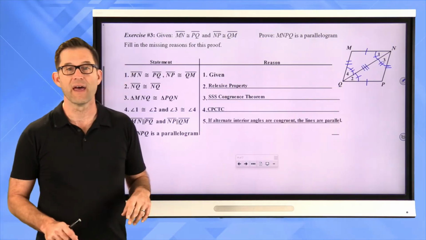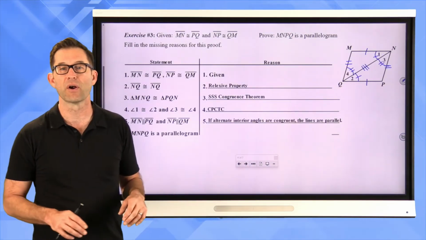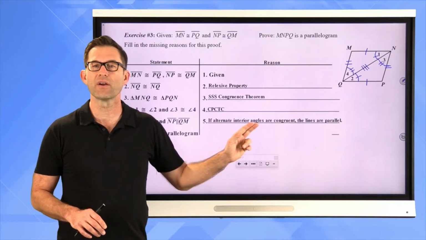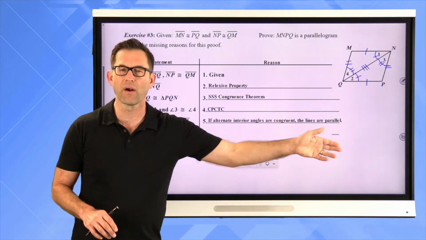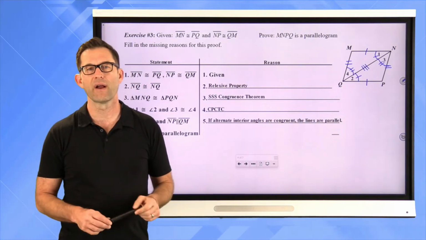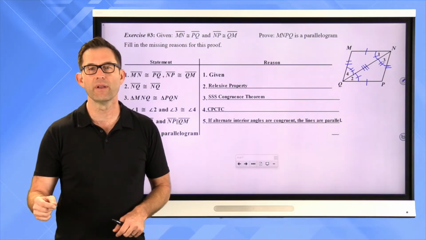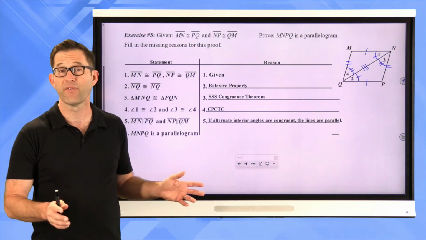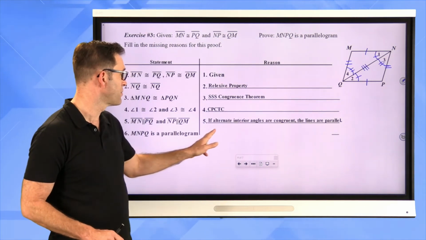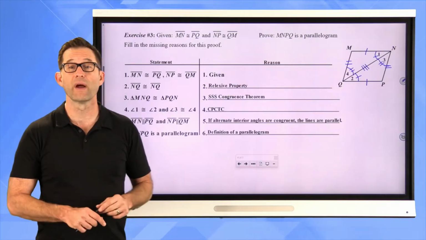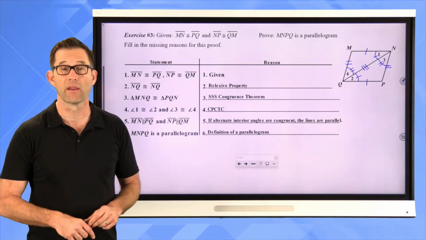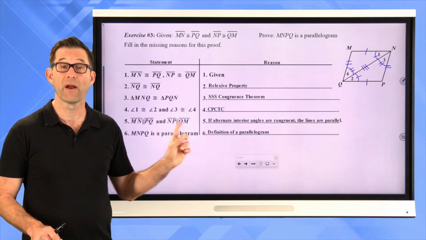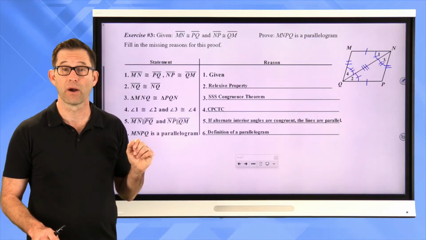We can now say that MN is parallel to PQ and NP is parallel to QM, and some reasoning like this: if alternate interior angles are congruent, then the lines are parallel, or if alternate interior angles created by 2 lines are congruent, then the lines are parallel, something to that effect. And finally, right, MNPQ is a parallelogram. We can literally just write down that is the definition of a parallelogram. Right? That it's got 2 pairs of opposite sides that are parallel.